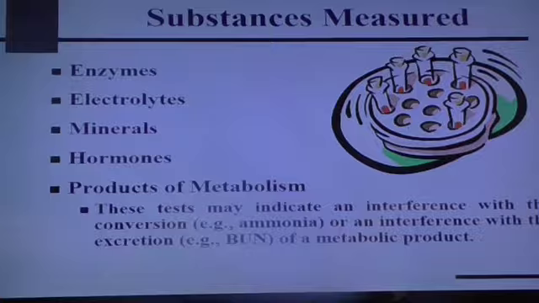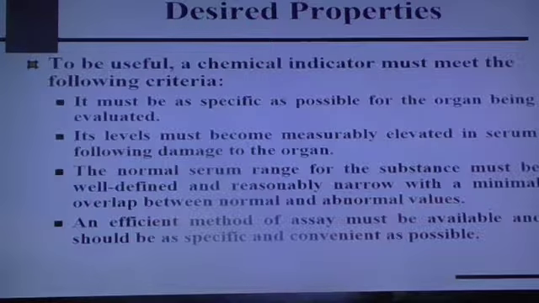Or what's the kidney supposed to do with creatinine and blood urea nitrogen? Excrete it. What if the levels are elevated in the blood? Does that tell me they're not being excreted properly? Okay, so it can be either formation, conversion, or excretion. It can all be what we say as far as interference or products of metabolism is concerned. Okay, now the desired properties of a test.